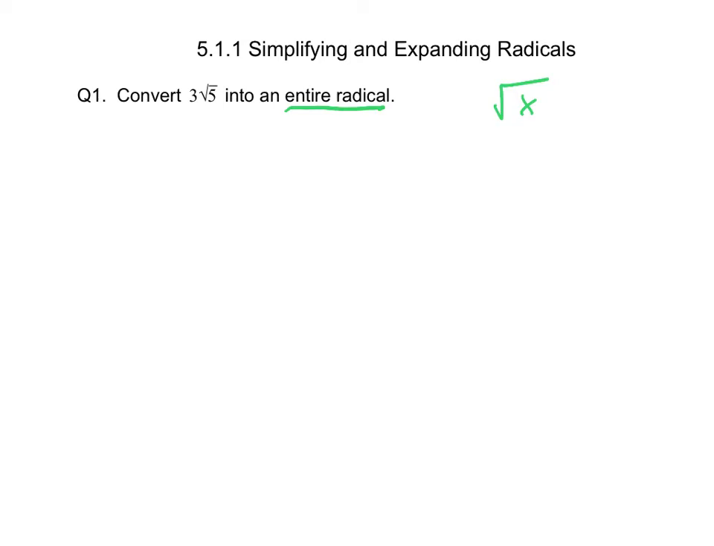So your answer will be in the form 1 times the root of x, and very often we just write that as root of x, where x is some sort of value, because 1 times a number doesn't change what that number is. So we have 3 root of 5. We want to change it into the entire radical. So our goal is to get rid of that number 3 that's in front. And when I say get rid of it, I mean move it under the radical. So we have 3 times the root of 5.